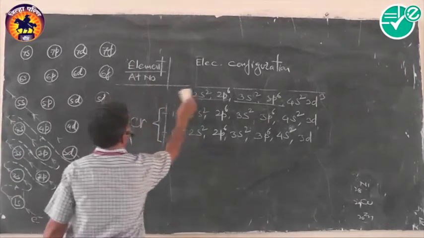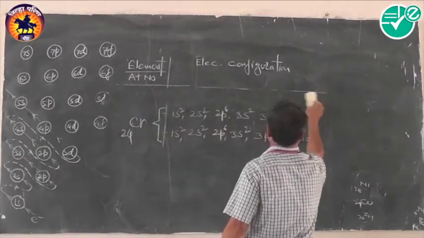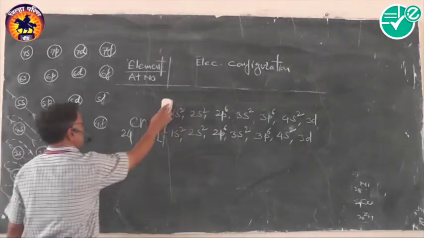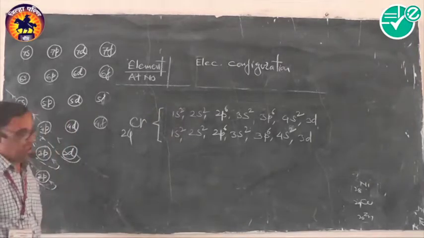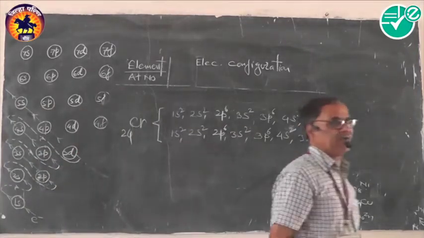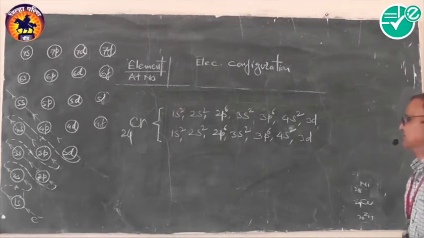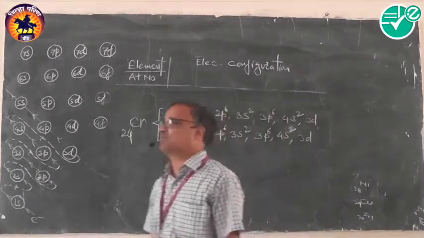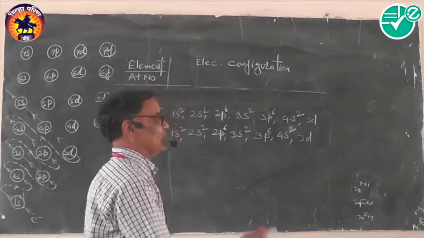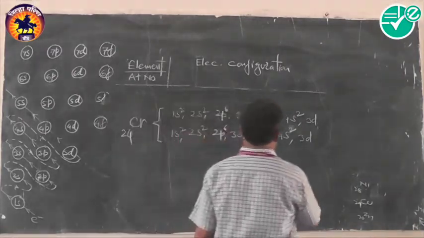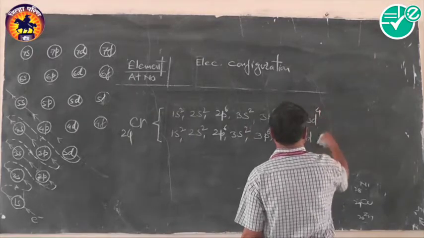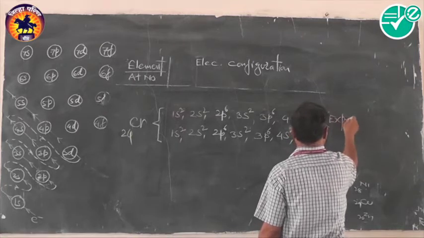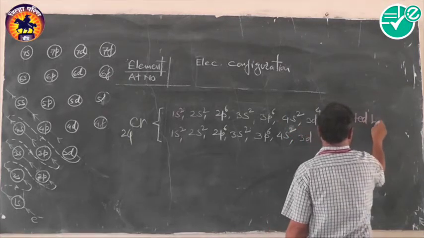Now, the electronic configuration of the 24th element, called chromium. The 24th element, chromium, has some different behavior in showing its chemical and physical properties. So chromium shows two types of electronic configuration. The first type is called the expected electronic configuration.